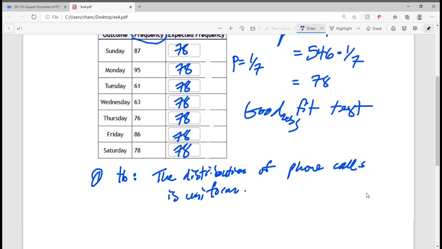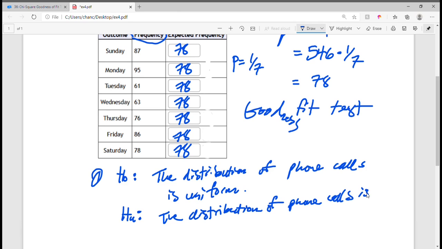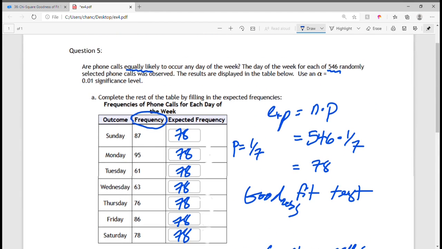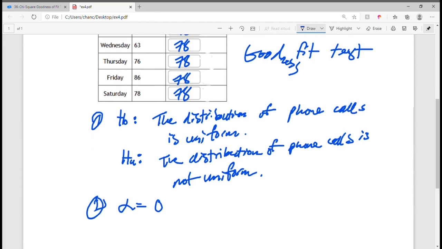For the alternative hypothesis, it's the complement of the null hypothesis. The distribution of phone calls is not uniform. In step 2, we'll state alpha. Alpha is equivalent to 0.01 level of significance.